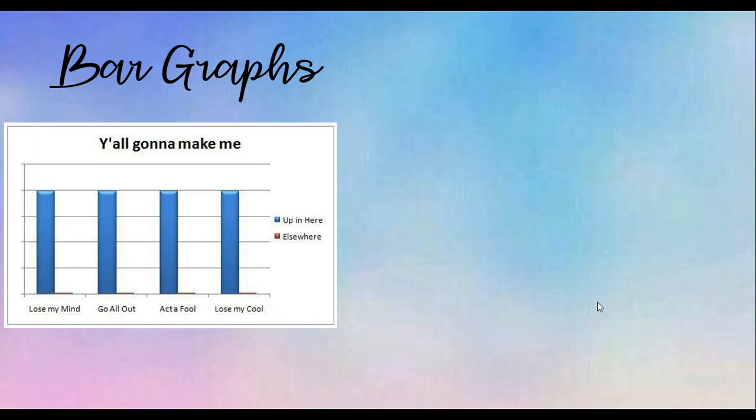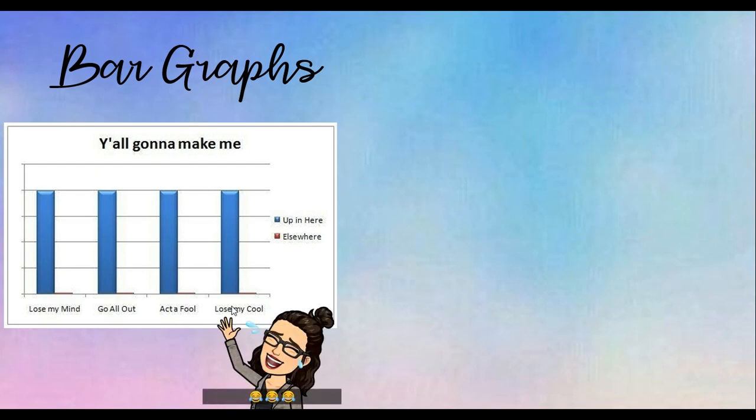So the title of this bar graph is "Y'all gonna make me." And then we have the category of "lose my mind, up in here or elsewhere." "Go all out" is another category. "Act a fool" is another category. Or "lose my cool."